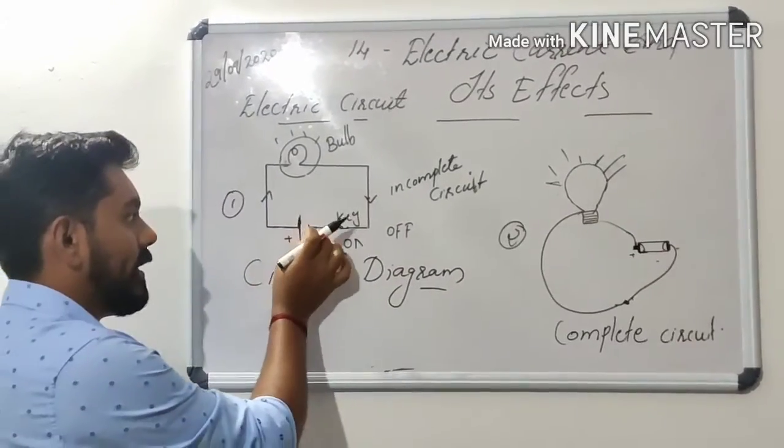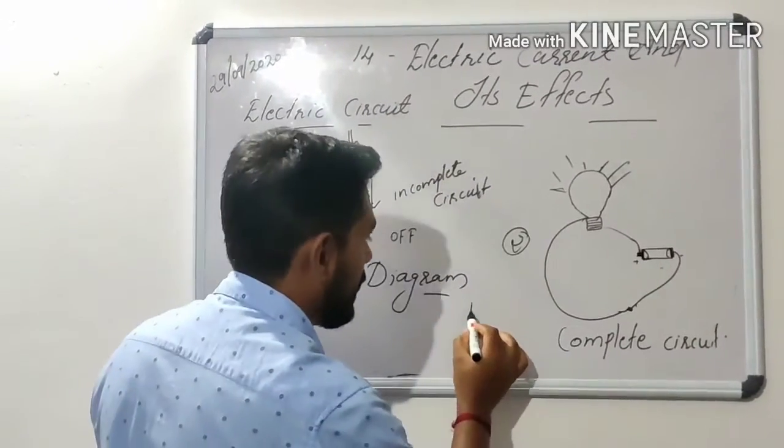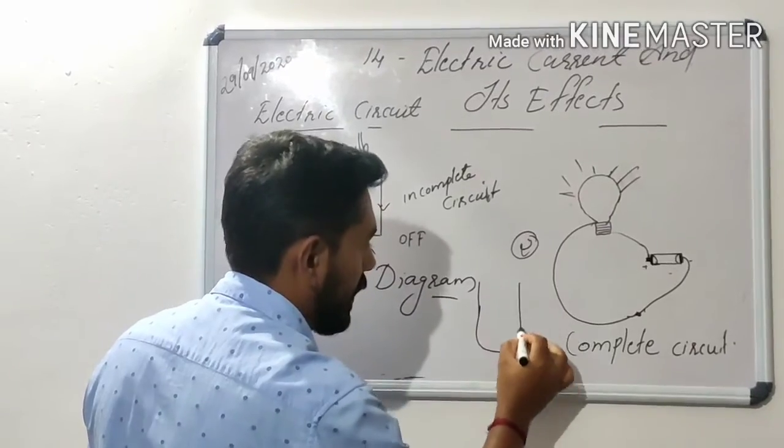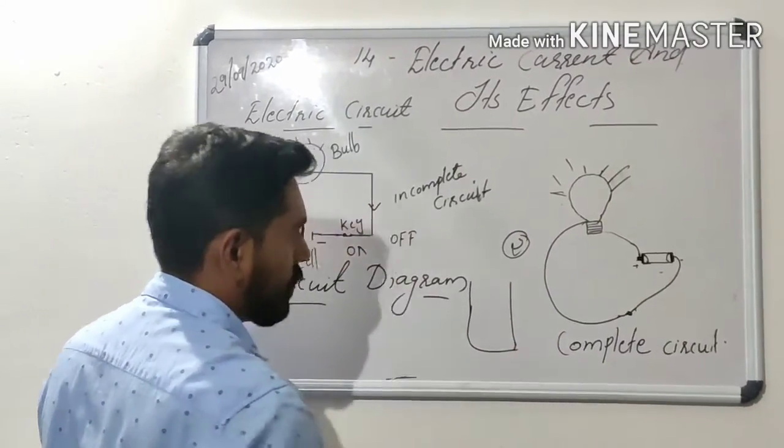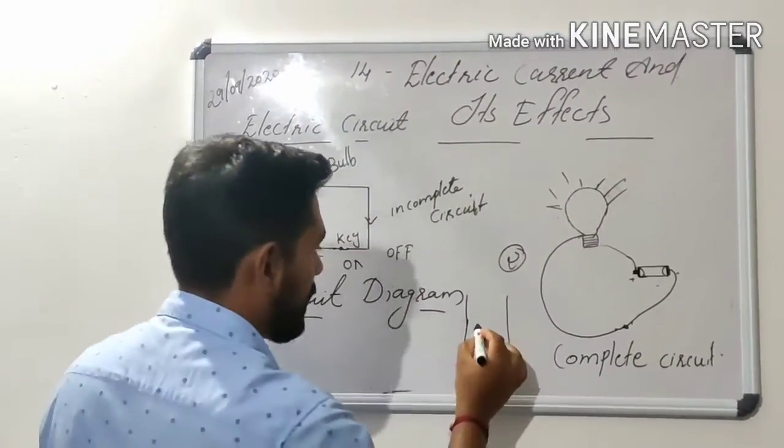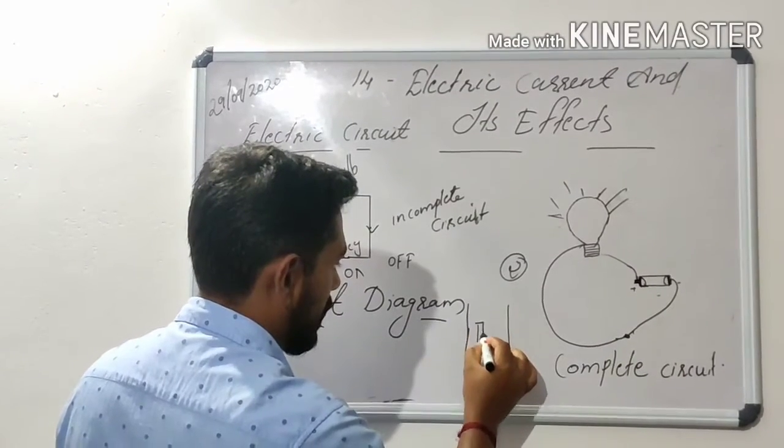The cell is actually a simple structure. I think you have learned this in the previous year. So what is a cell? A cell is a simple structure. There are two electrodes connected.